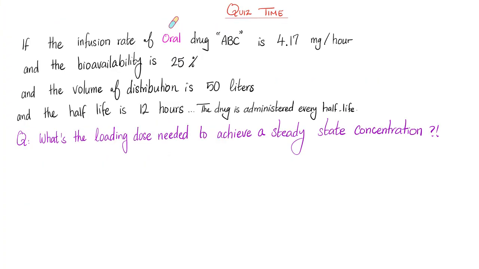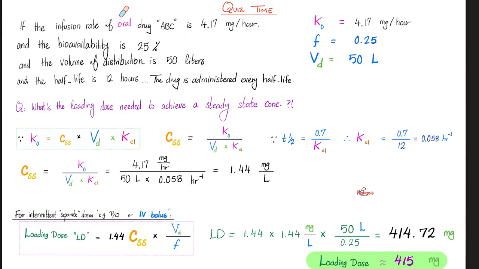Another quiz time. If the infusion rate of an oral drug is 4.17 milligrams per hour, and the bioavailability is here, the volume of distribution is here, the half-life is here, the drug is administered every half-life, what's the loading dose? The loading dose is an amount. Any amount equals concentration times volume. But notice this is an oral drug. Oh, we have to make the adjustment: 1.44 times steady state concentration times volume of distribution over the bioavailability, which is 0.25.